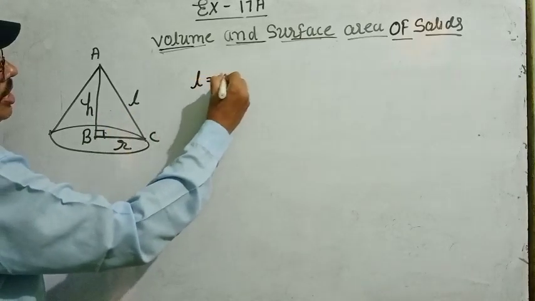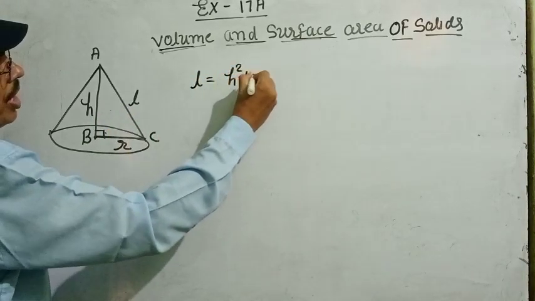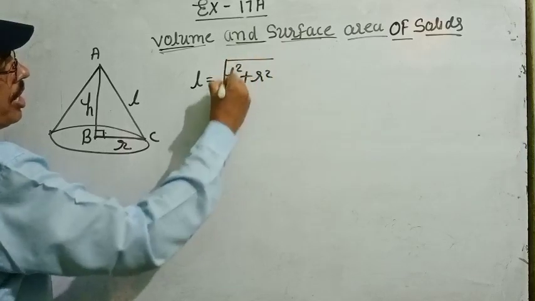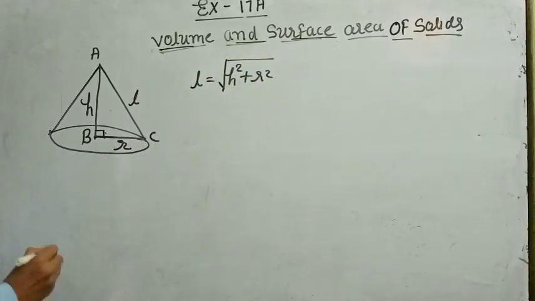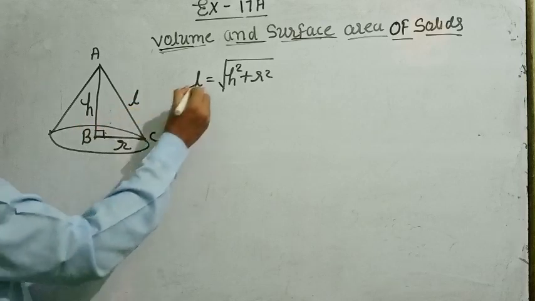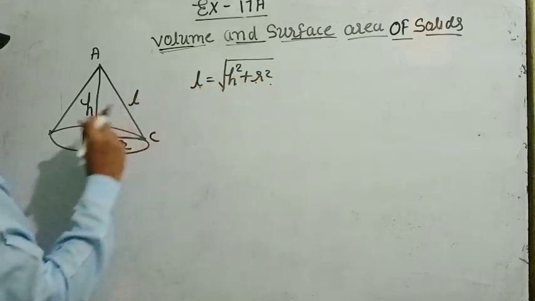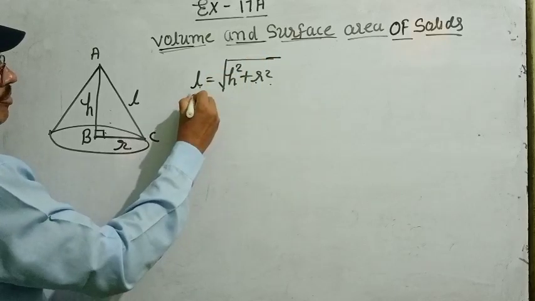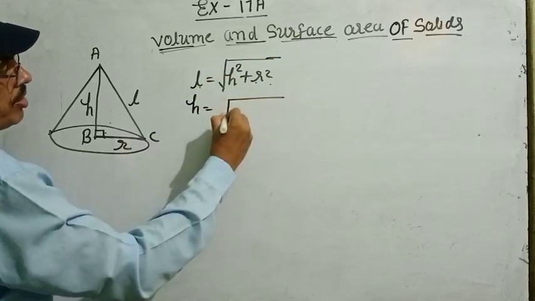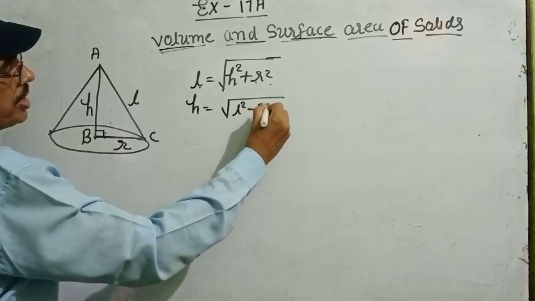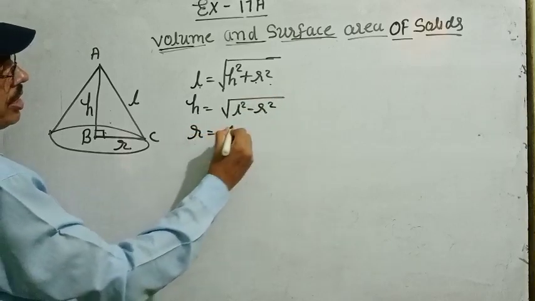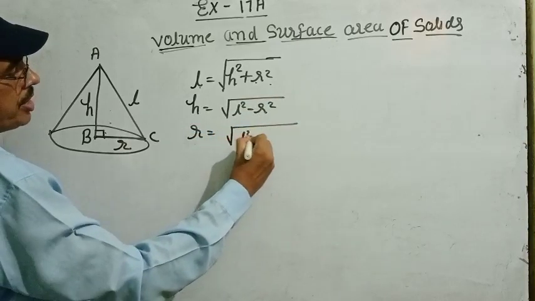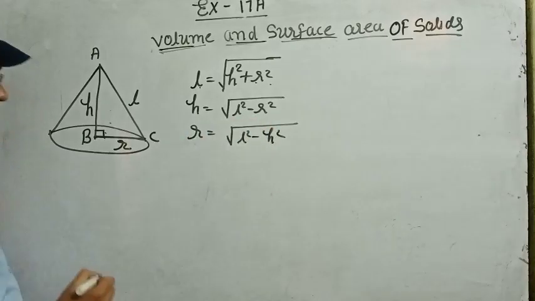You can find L. It is equal to the square root of H square plus R square. L is the hypotenuse. So L is equal to the square root of H square plus R square. In this figure, H is the perpendicular. Then what is H? It is equal to the square root of L square minus R square. What is R? It is equal to the square root of L square minus H square.